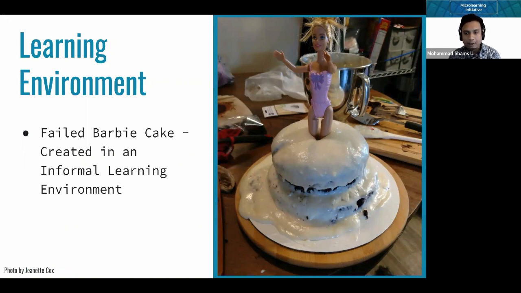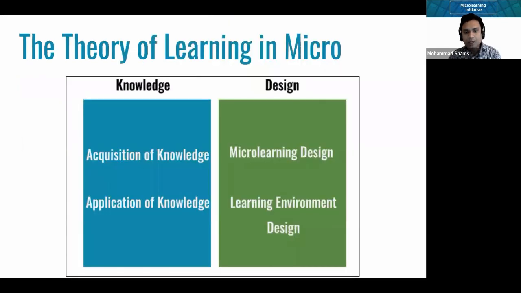It may have been created with formal learning resources such as how-to videos and a recipe, but in an informal setting. The baker needed more supports in the acquisition and application of knowledge through microlearning to create the ideal Barbie cake. The theory of learning in micro is a continual process, better supported with smaller, more focused learning resources and activities. Knowledge is supported in both the acquisition and application through microlearning design and learning environment design.